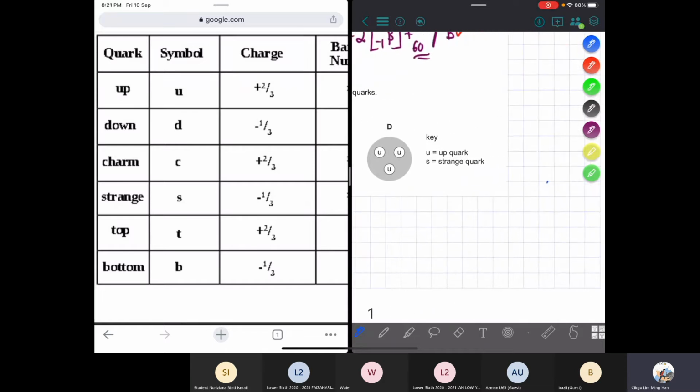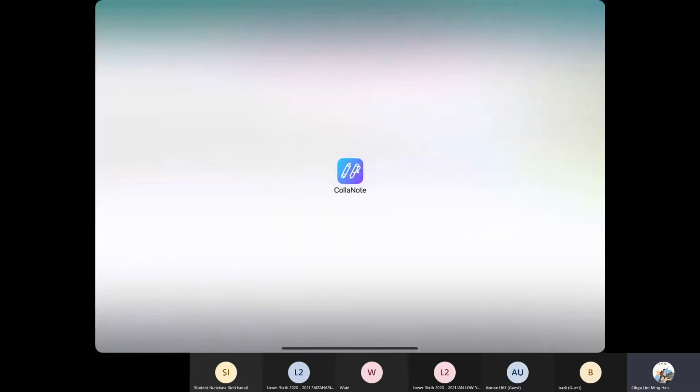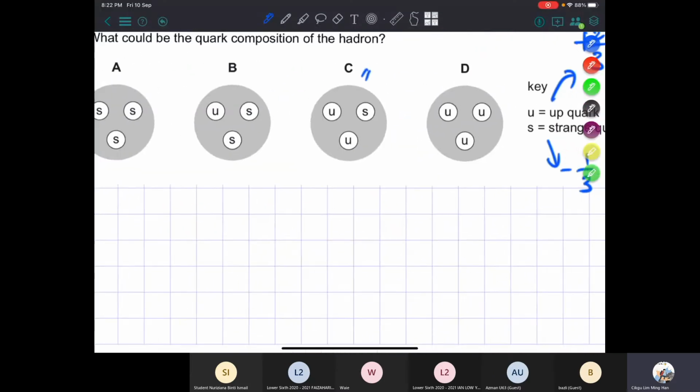So we make a statement here. This question is difficult. So up is plus 2/3, and then the strange is minus 1/3. So you were saying the answer is C. So let us try. We have plus 2/3 plus 2/3 minus 1/3. So we have 3/3, which is a plus. So you end up with plus 1.